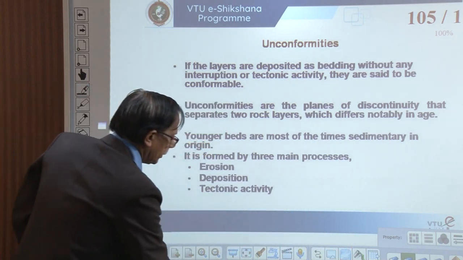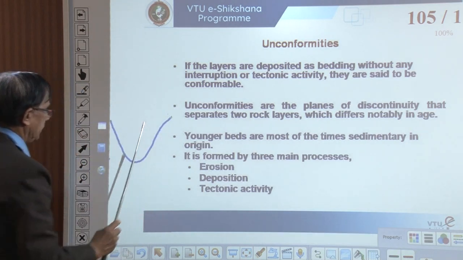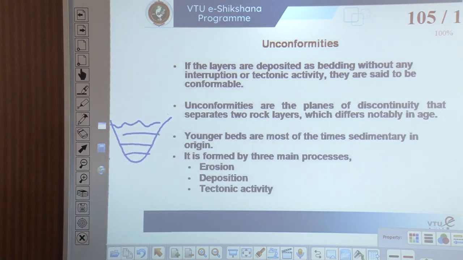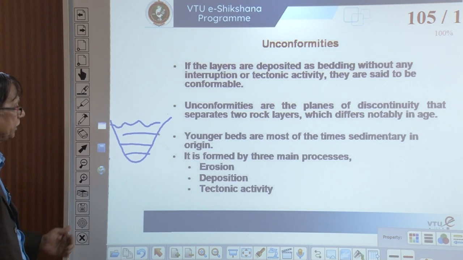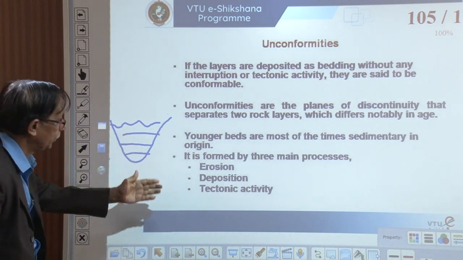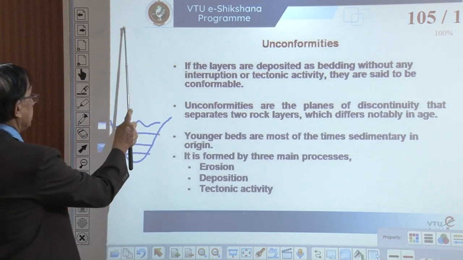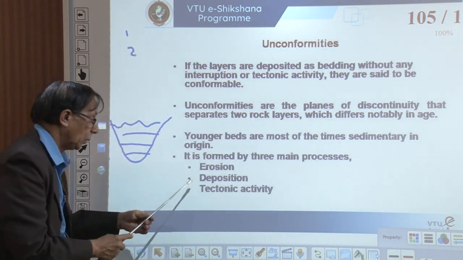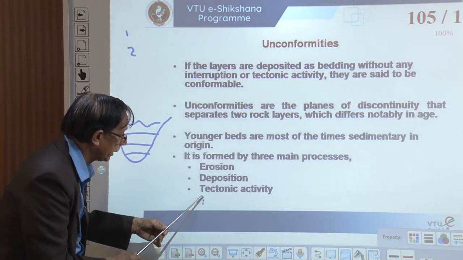Now, carefully listen. Suppose this is a basin. This is the sea level. I have layers of rocks formed. First thing, deposition has taken place. If erosion or non-deposition has to take place, the first event is deposition. The second event is either non-deposition or erosion, which means there should be tectonic activity.